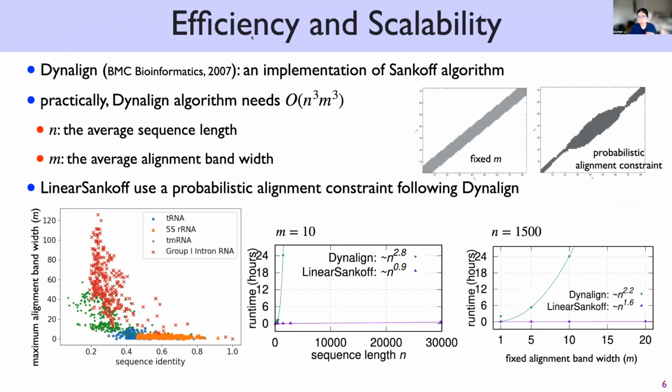For efficiency and scalability, we compare with a traditional Sankoff algorithm called DiaLine. We only allow the algorithm to search in this gray area, the diagonal line region, to make sure the comparison is fair. After that, the DiaLine time complexity is n-cubic. LinearSankoff scales linearly with sequence length, which makes it easily scale to 30,000. That's in SARS-CoV-2 lengths. It's pretty long.